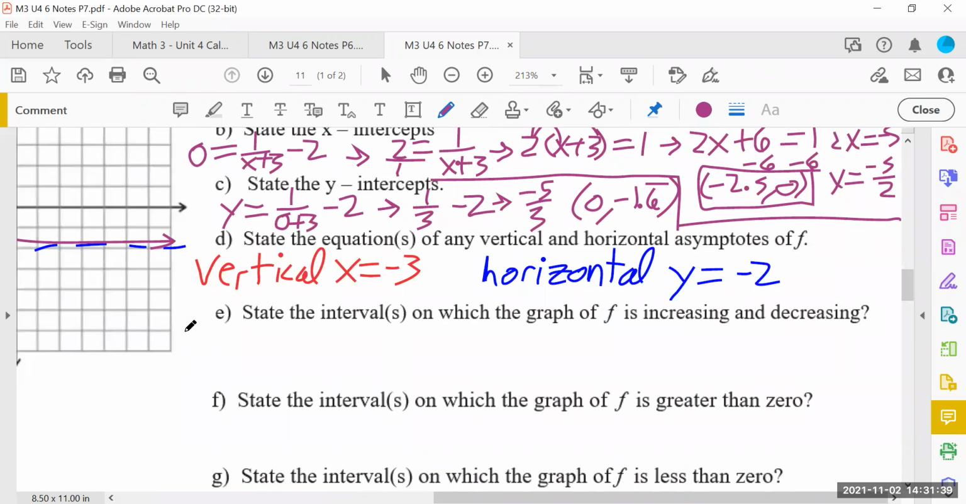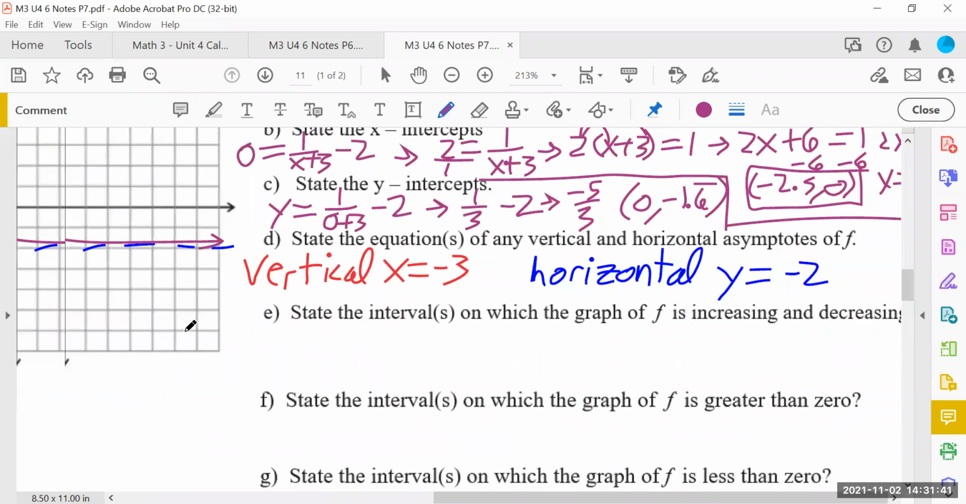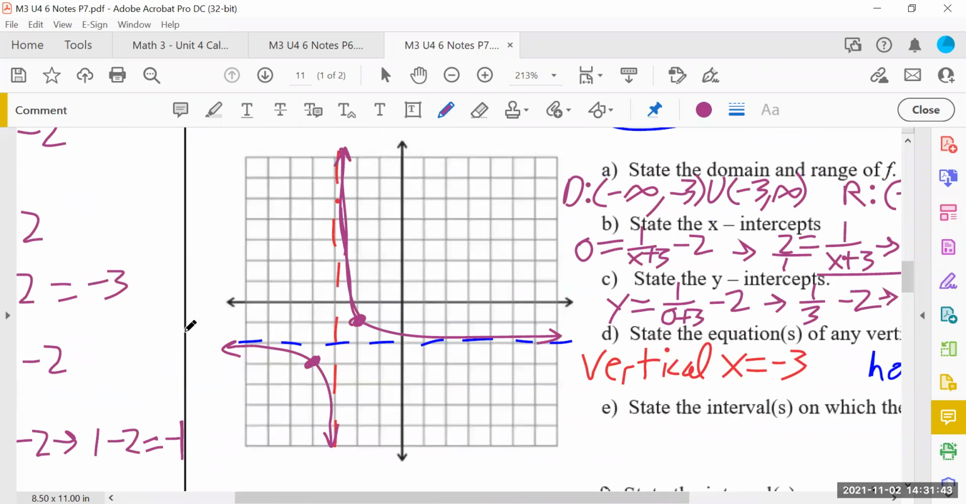So the last few pieces, state the intervals where the graph is increasing or decreasing. Turn to the person next to you. Tell them if this is increasing or decreasing the whole time. It's one or the other. Is it increasing or decreasing? Decreasing.